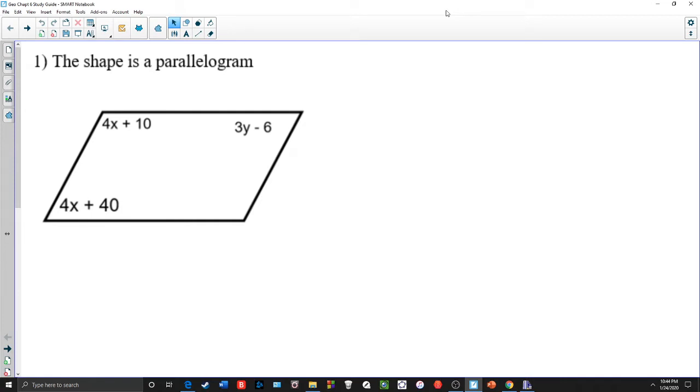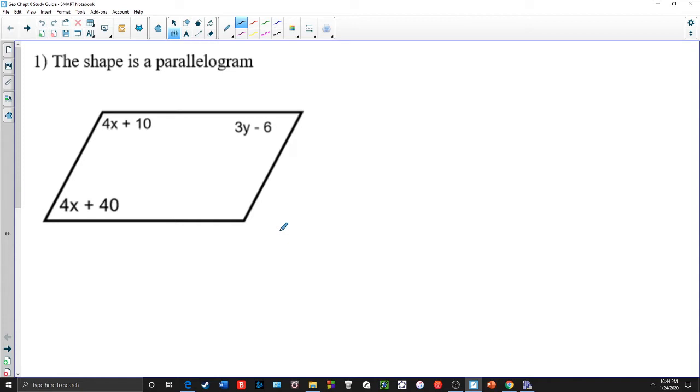So we're going to be looking at the Chapter 6 study guide for the geometry test. This is on parallelograms and other quadrilaterals and their properties. We're going to start with simply a parallelogram shape here, and it says solve for the missing variables, of which we have two here. We have an x and a y variable that we need to solve for.